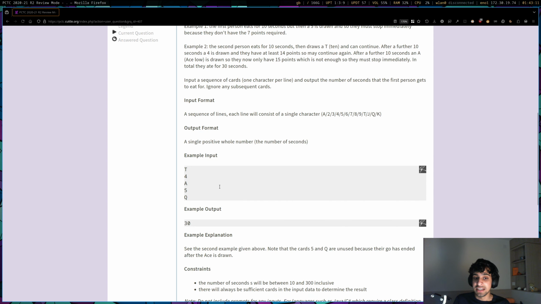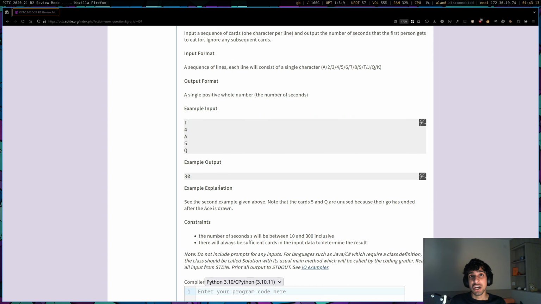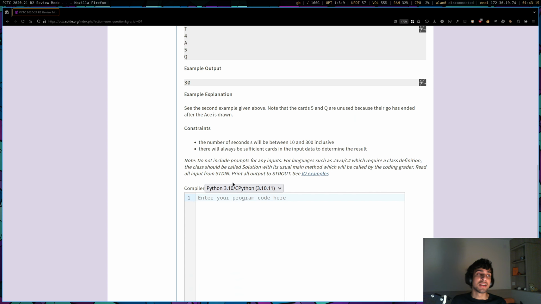With a question like this, when we don't know how many inputs we're getting, we should use an infinite while loop. And then I'm going to say if a condition is met, so if the player cannot continue to keep eating, then let's break out of the while loop, stop taking any more inputs, and just print off the answer.